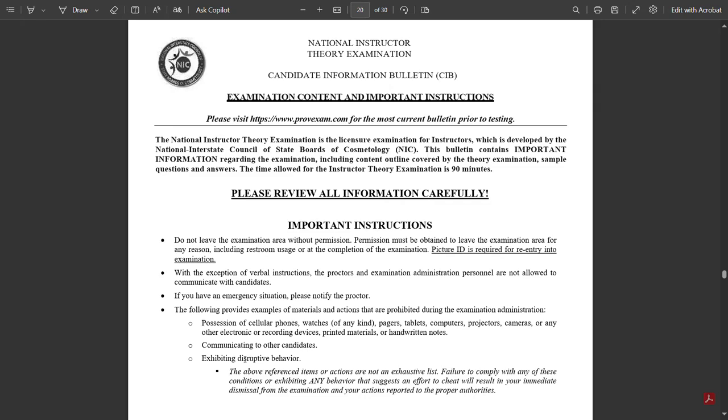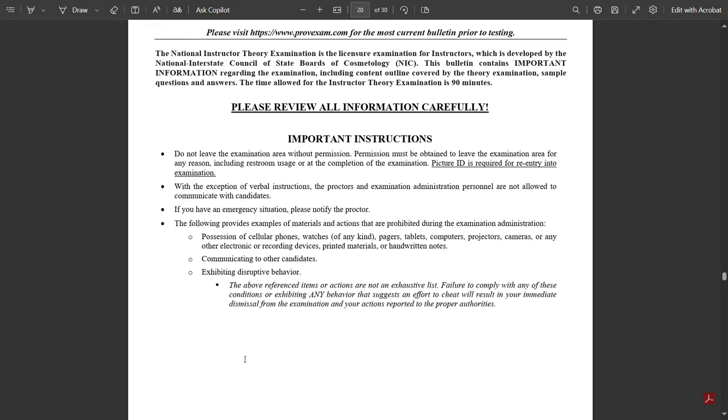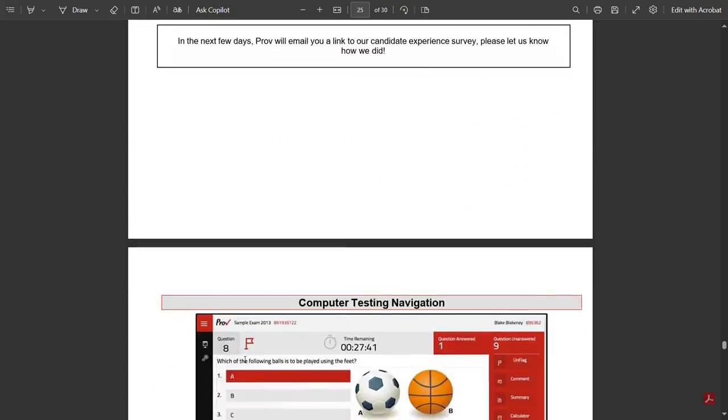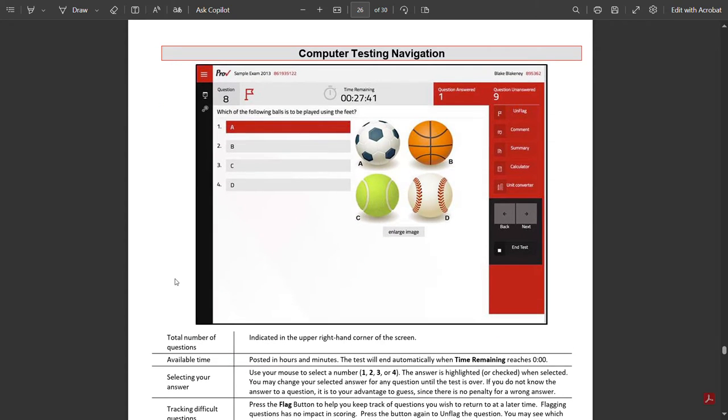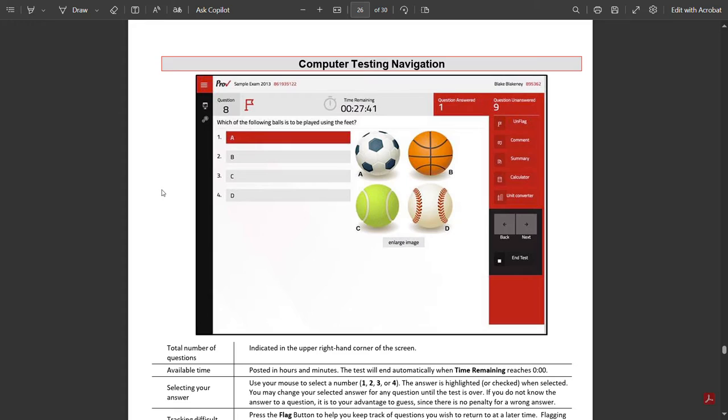Now we will talk about the theory examination. So this is going to be a computerized written exam. It's just multiple choice, and if you have Prov Exam as your testing agency, it looks like this. If you have another testing agency, it's probably still going to look very similar. You've seen something like this before.